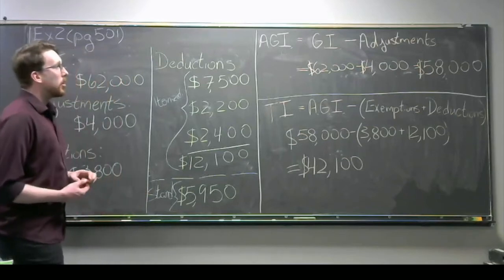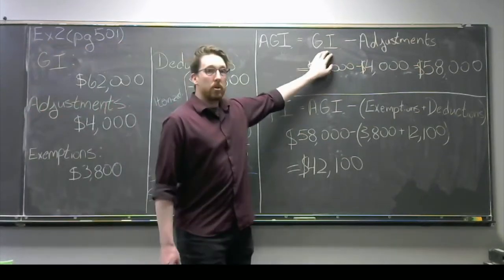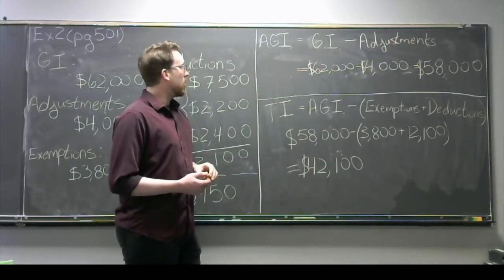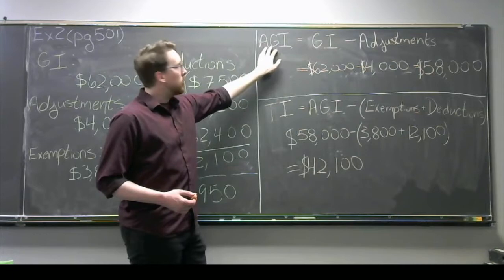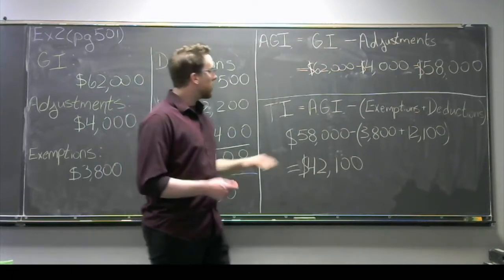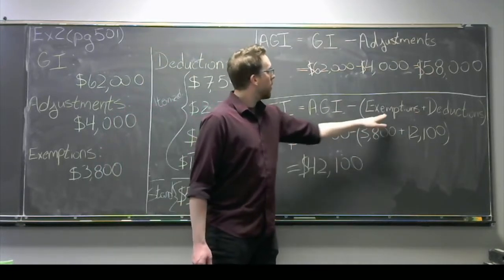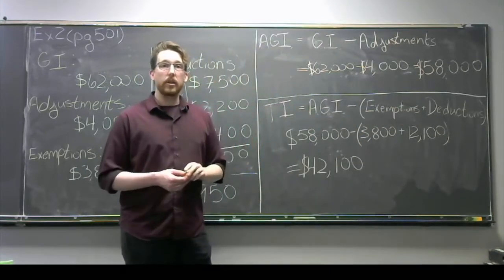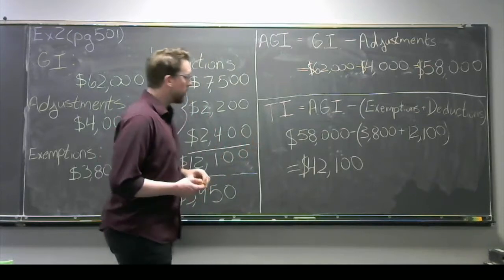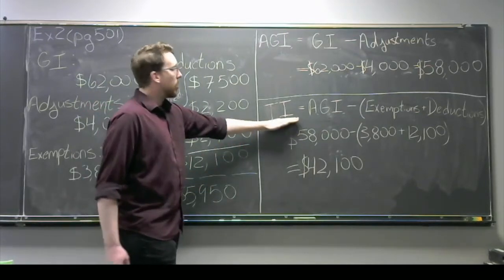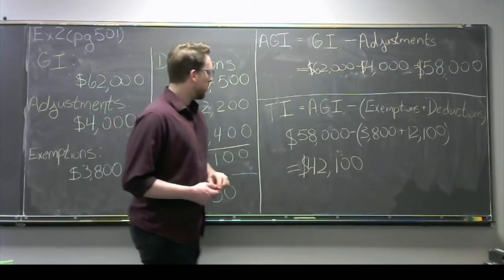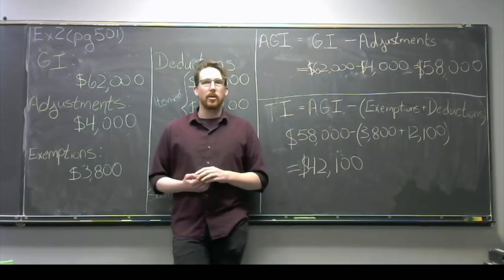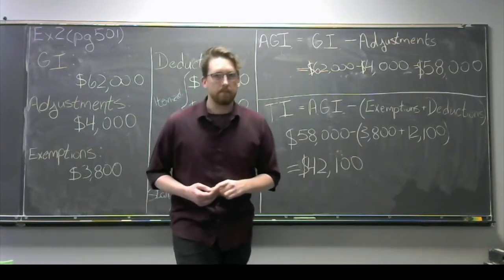And we found it by starting with their gross income, subtracting the adjustments. That gave us the adjusted gross income. Then we took the adjusted gross income and subtracted from it the sum of exemptions and deductions, choosing either the itemized deduction or the standard deduction. And that gave us the taxable income. All right, so we have the taxable income. How do we calculate her taxes now? We'll get to that in just a second.